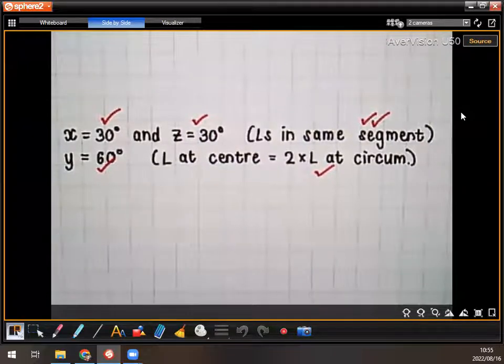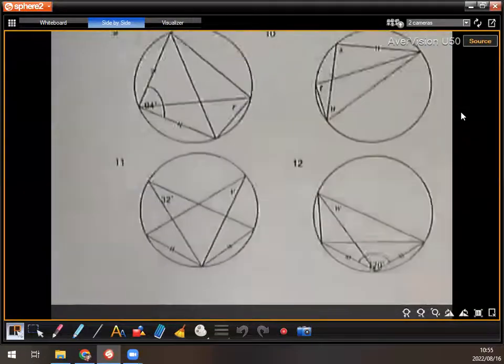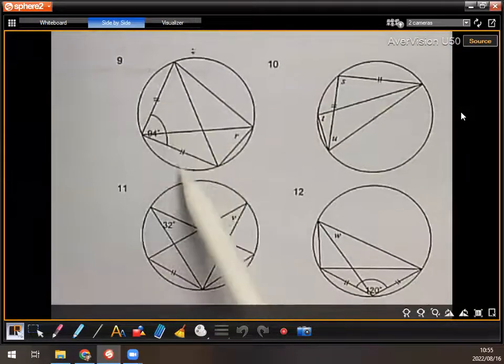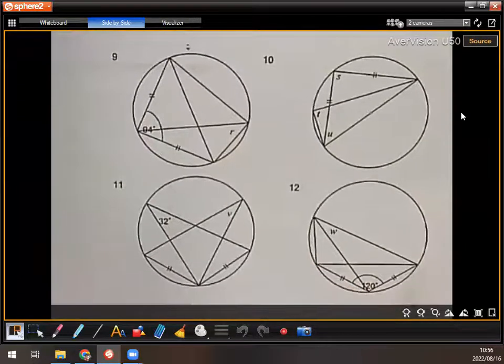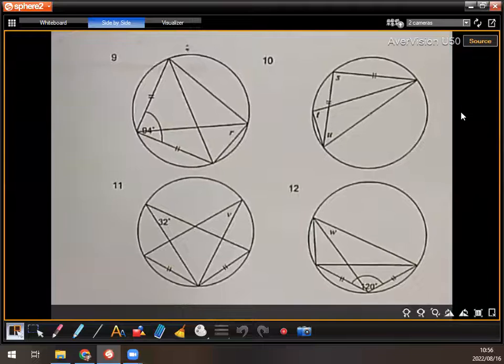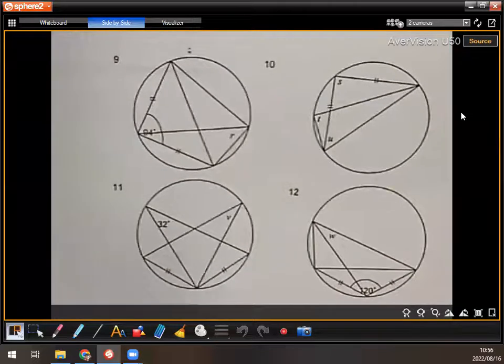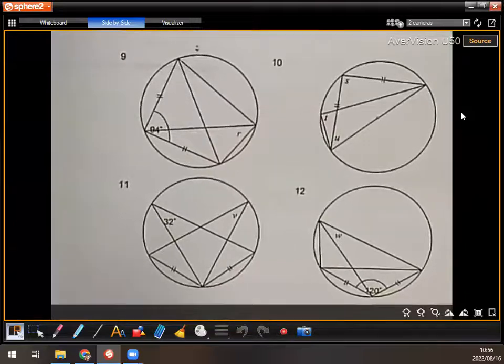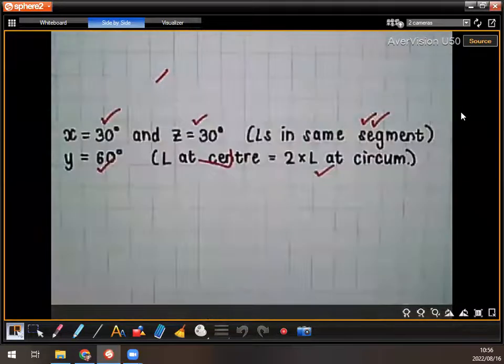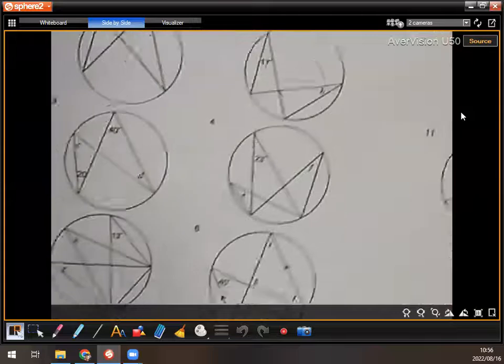Let's see what else. Number 9, 10, 11, and 12. There's some other stuff there as well, right? In number 9, you have equal lines there, right? That's an isosceles triangle. You might use that. Now, guys, I do want to label some of these points, because otherwise you won't be able to fill in all your in-between steps. So let's all do that together with me.